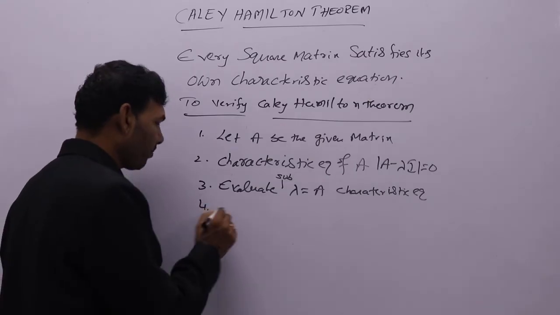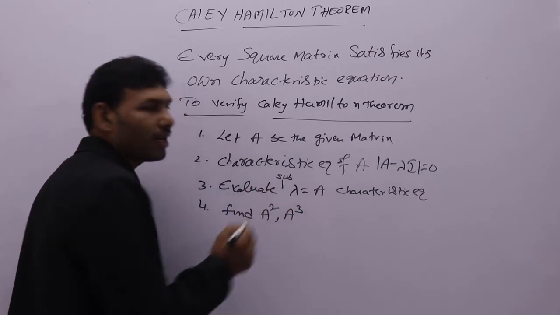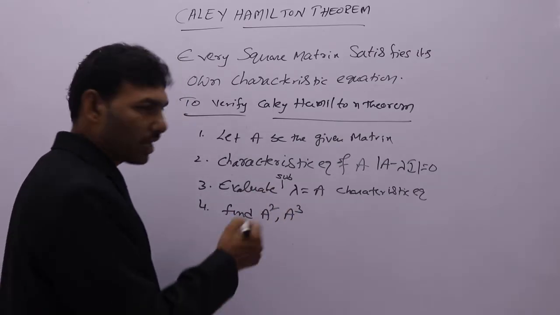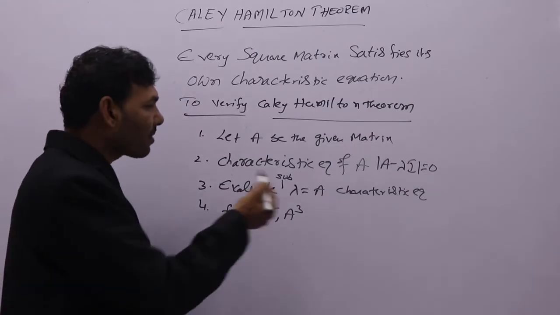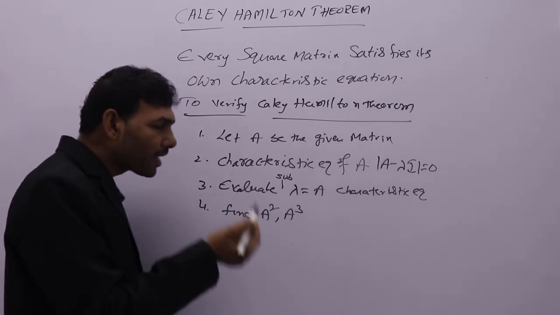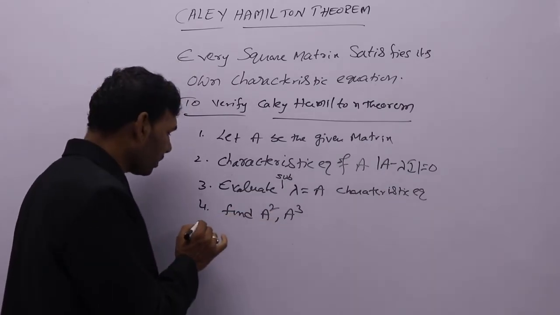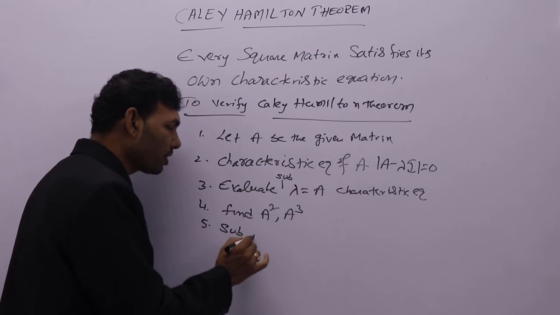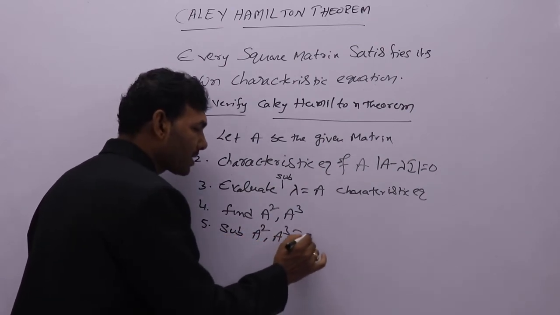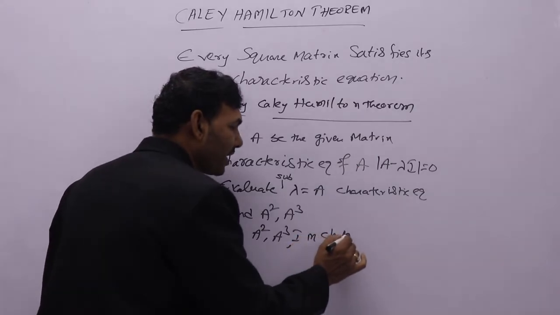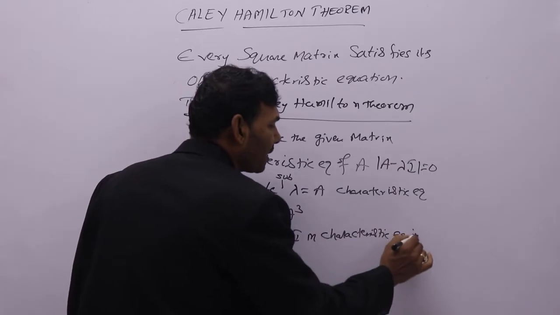Next, find A square and A cube. Because the characteristic equation has lambda cube and lambda square, if you write A in the place of lambda, you will get A cube and A square. That's why find A square and A cube. Next, substitute this A square, A cube and the identity matrix in the characteristic equation in A.